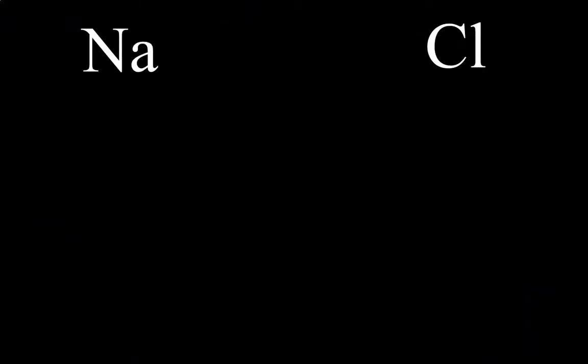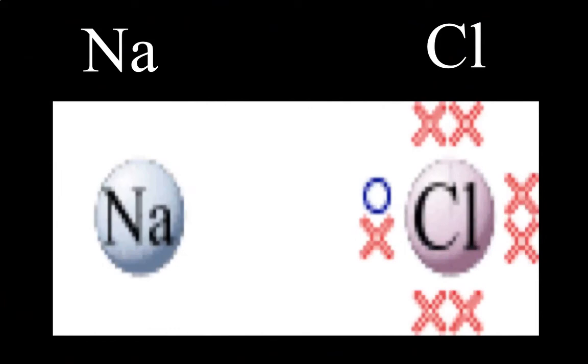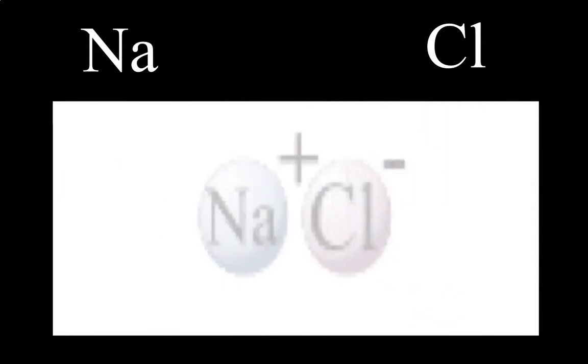Alright, now let's see if you guys got the correct answer. So sodium has 1 valence electron and chlorine has 7 valence electrons. So sodium will give up its 1 valence electron to chlorine, and sodium will become a +1 charge and chlorine will become a -1 charge, and that's what will attract the two of them.